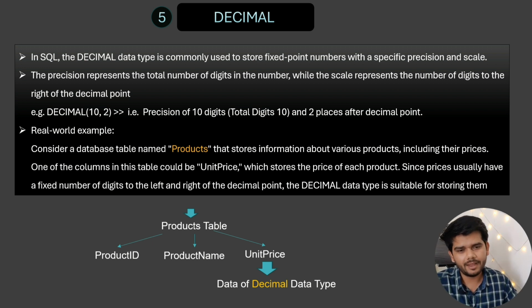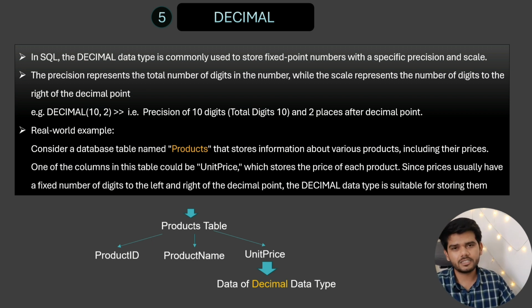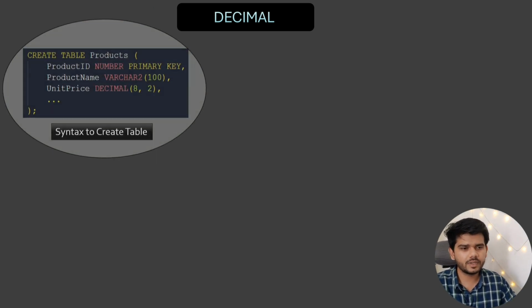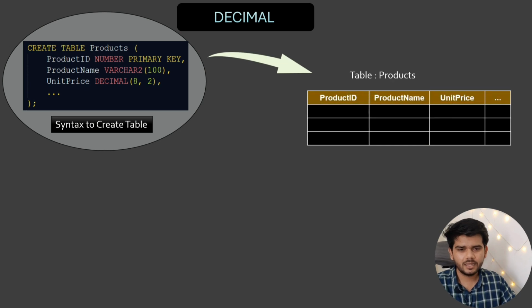Since prices usually have a fixed number of digits to the left and right of the decimal point, the decimal data type is suitable for storing them. Because price may vary with the numbers, that's why we can make use of this decimal data type to store them. So first we'll create the products table using this syntax, and after execution we can see the structure is created like this.